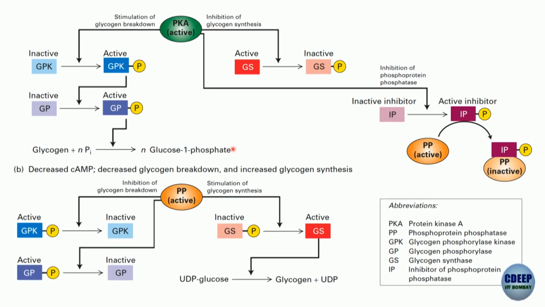The other arm is that you inhibit glycogen synthesis, where you have active glycogen synthase. So you inactivate that. Essentially you take glycogen synthase and phosphorylate it. Whenever it is phosphorylated, it will get inactivated. It's a very simple mechanism.